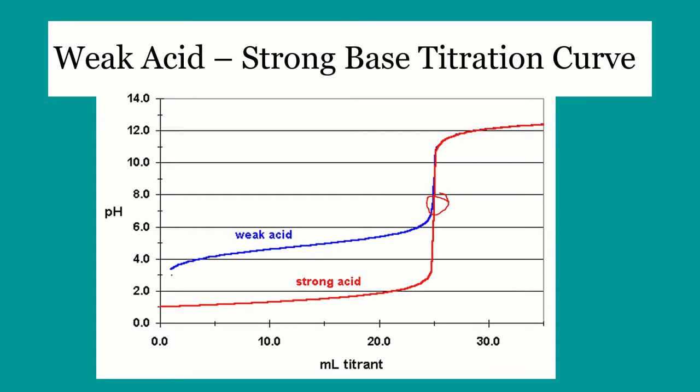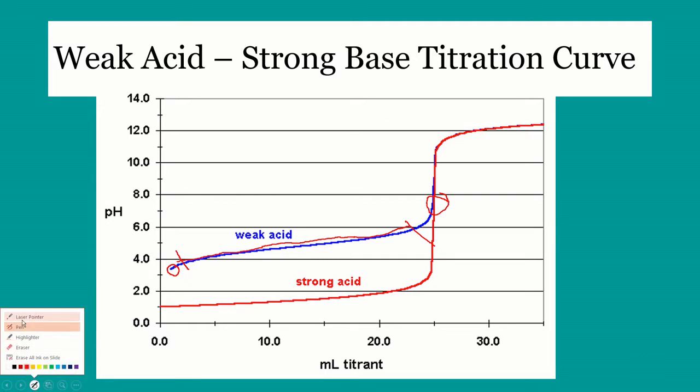A weak acid starts at a higher pH, so it's not going to have a stronger pH than a strong acid. And then it's a much more gradual rise as it goes up. This region right here, from here to about right here, is where we have our buffer region. Remember that buffers are when you have a weak acid and its conjugate base inside of the solution.